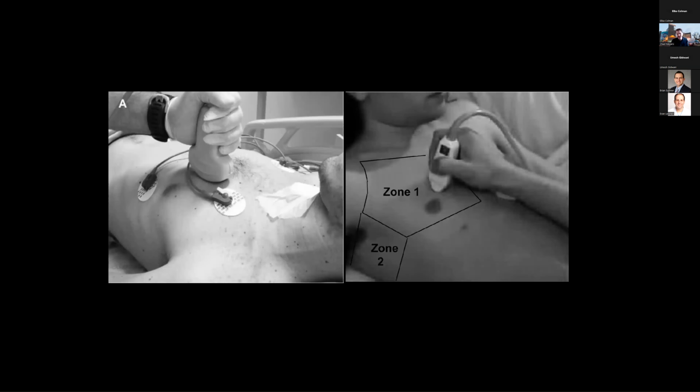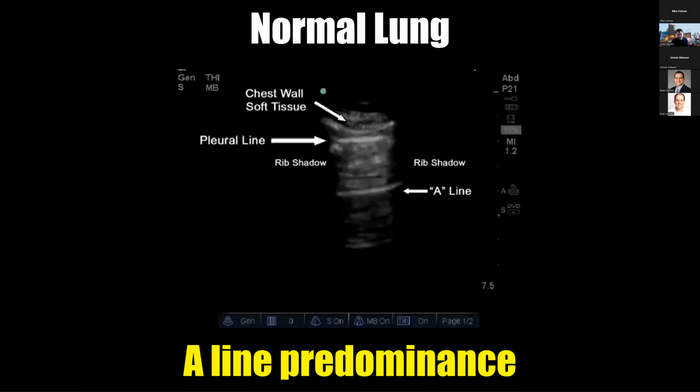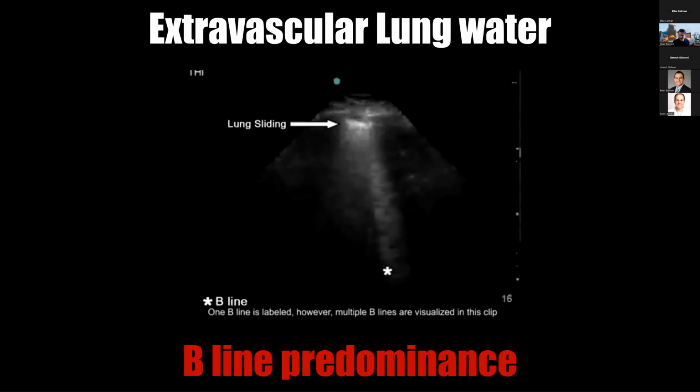But I do think it still has a role, and I do routinely check it when I'm doing my initial evaluation of patients in shock. So starting with an evaluation of at least 2 zones of the lung, if not a full evaluation. And then just for reference, obviously this is normal lung where we see A-line predominance versus a patient who has B-line predominance, or likely evidence of extravascular lung water.